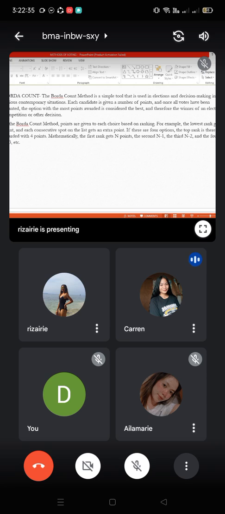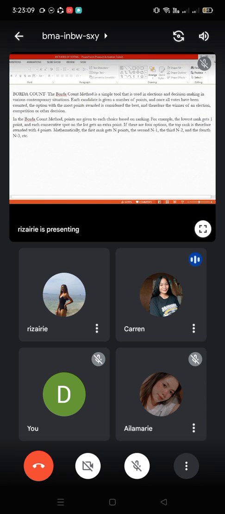In the Borda count method, points are given to each choice based on ranking. For example, the lowest rank gets 1 point, and each consecutive option on the list gets an extra point. If there are 4 options, the top rank is awarded 4 points. Mathematically, the first rank gets n points, the second n minus 1, the third n minus 2, and the fourth n minus 3, etc.